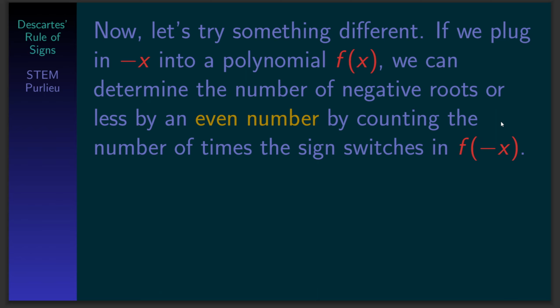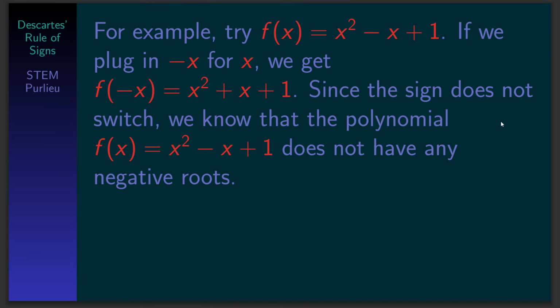Now let's try something different. If we plug in minus x into a polynomial f of x, we can determine the number of negative roots, or less by an even number, by counting the number of times the sign switches in f of minus x. For example, try f of x equals x squared minus x plus 1. If we plug in minus x for x, we get f of minus x equals x squared plus x plus 1. Since the sign does not switch, we know that the polynomial f of x equals x squared minus x plus 1 does not have any negative roots.